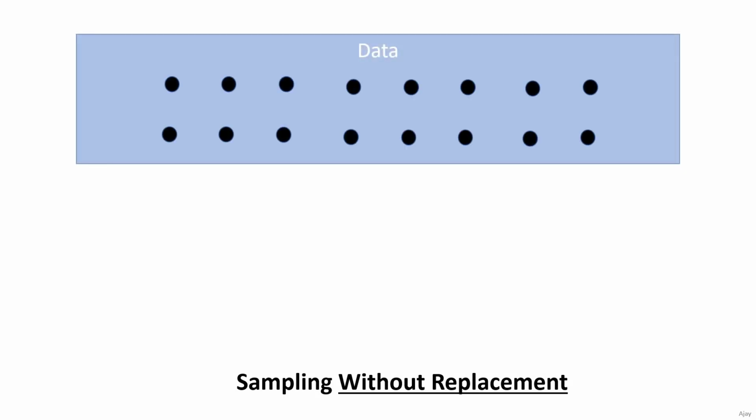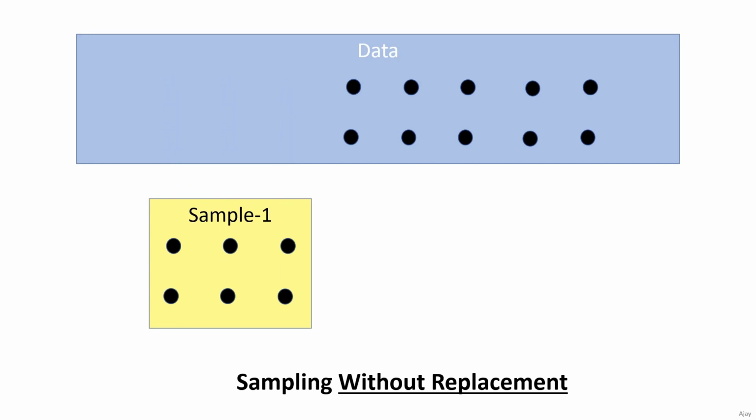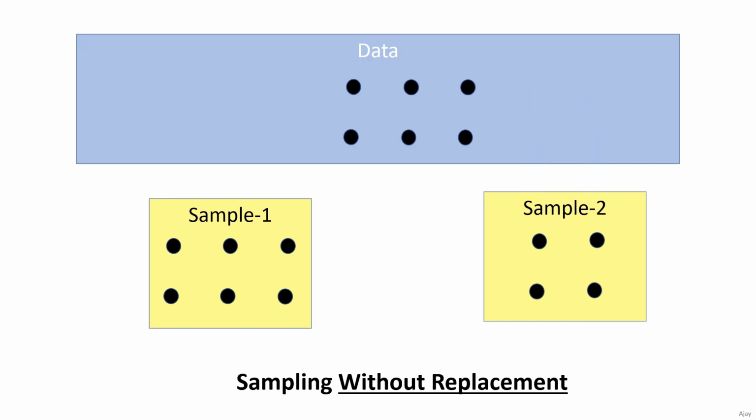In this method, you have data, and if you take a sample of the data, and then you take another sample, you can only sample new data points, because after the first sample you're making those points unavailable for any further sampling. In other words, you're not replacing the data points back after each and every sample. This is sampling without replacement.